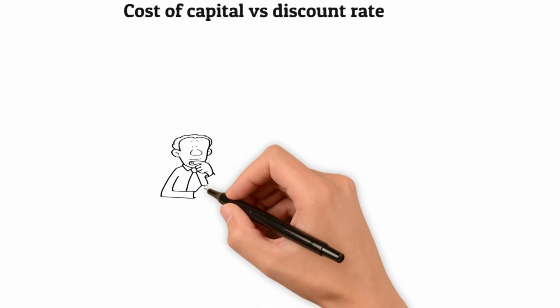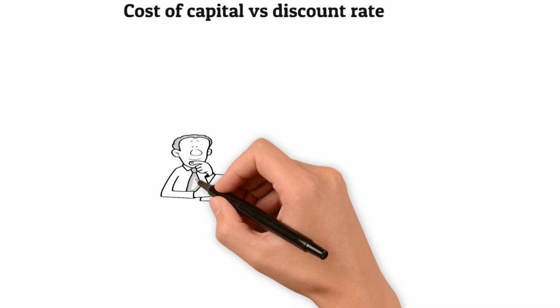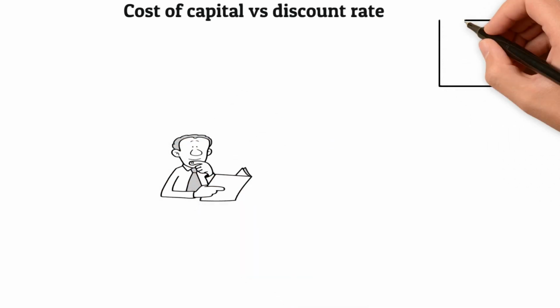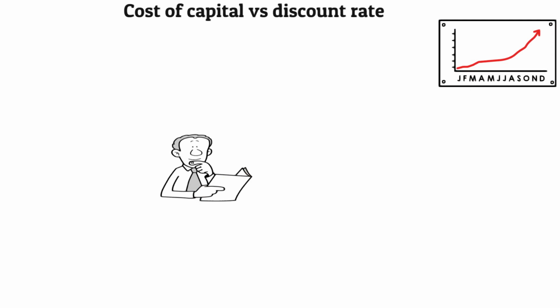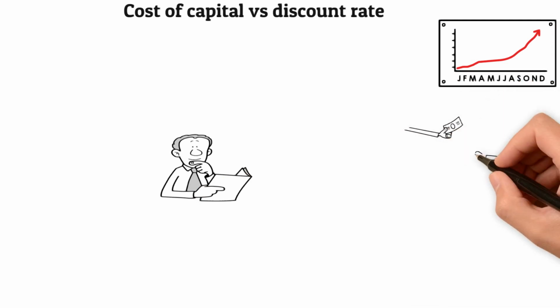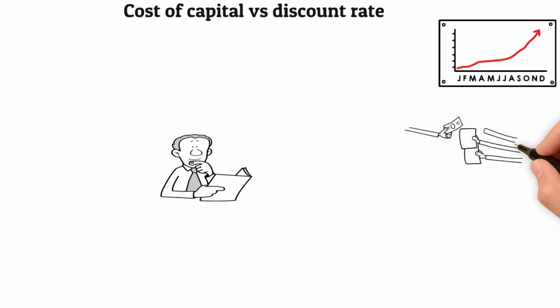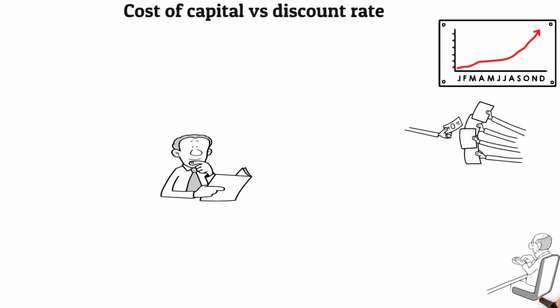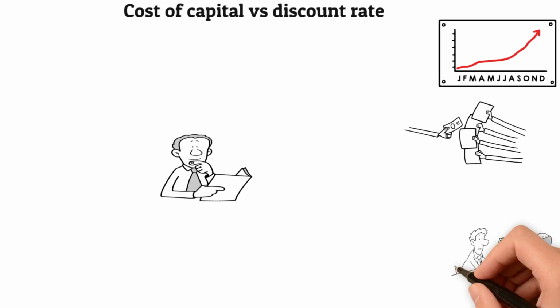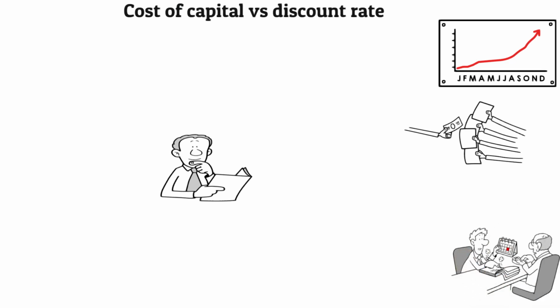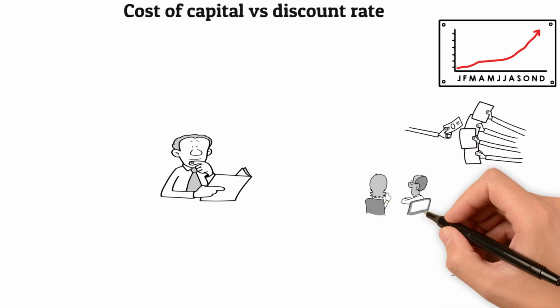Cost of capital versus discount rate. When analyzing the cost of capital, understanding the difference between the cost of capital and discount rate is essential. Both terms refer to the cost of acquiring a certain asset or financing a particular venture, but they have different implications. The cost of capital takes into account both the debt and equity costs, while the discount rate looks at only one side, usually the debt side.